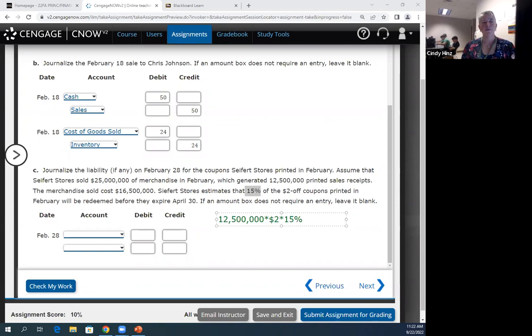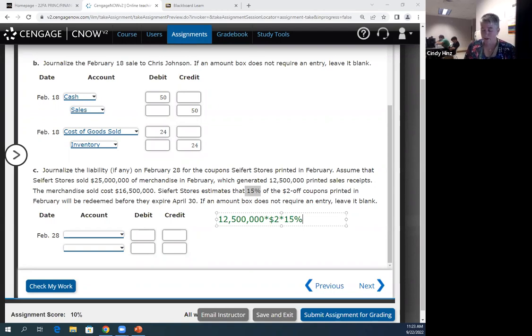So in other words, they printed $25 million worth of coupons. Again, that's a really high number. That's their whole sales for the month of February. That's a super high number. And now that I'm looking at those numbers, that alone could be the reason that they need to record the entry that we're about to do, because this is a huge number. This is what we would call a material amount.